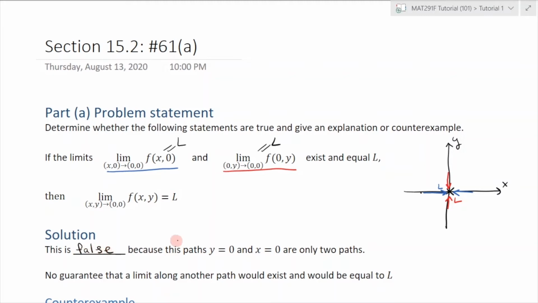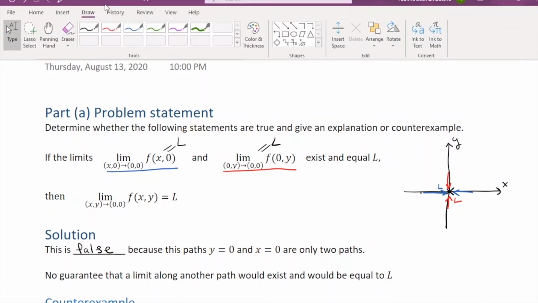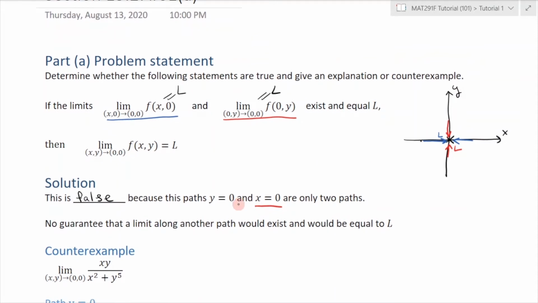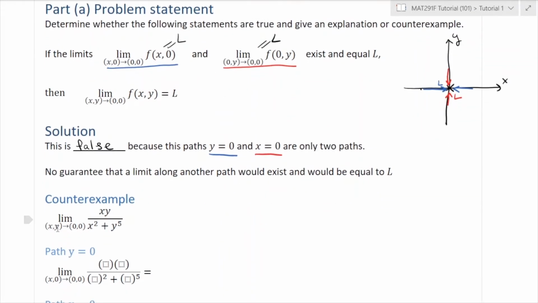The reason why is because y equals 0 and x equals 0 are only two paths. And you can probably think of some other path where you'll have a different limit, or maybe no limit at all. And here I highlighted the two paths that correspond to this picture and this. Let's think of a counterexample. I claim that this one is a counterexample. Let me show you why.